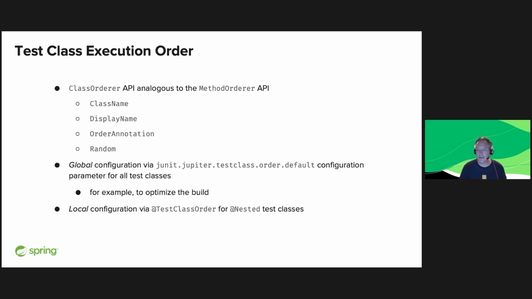Another option that's limited to nested test classes is that you can use the @TestClassOrder annotation on a class and basically say, these nested tests, I want to run them in a particular order instead of some undefined order. Now, if you don't define the @TestClassOrder annotation for the nested class, but you do have a global one, then the global class order will be used also for the nested test classes.